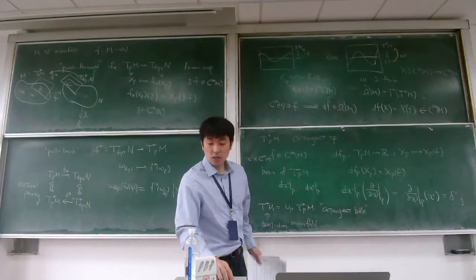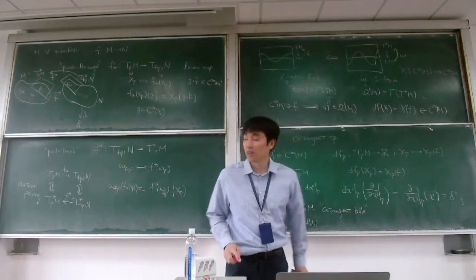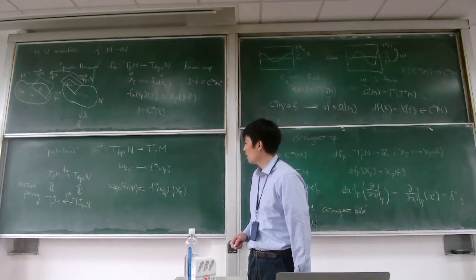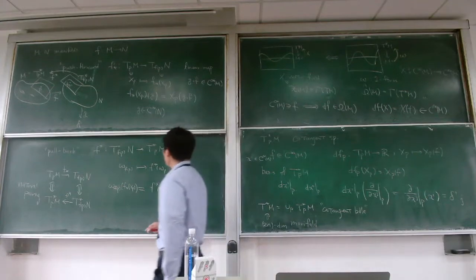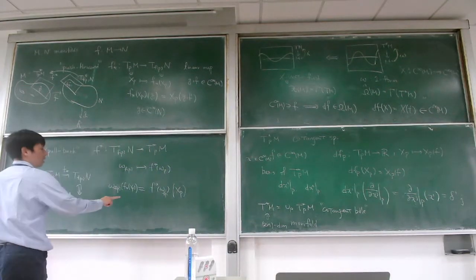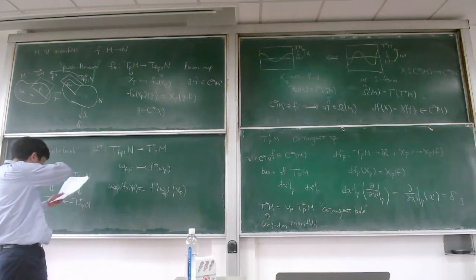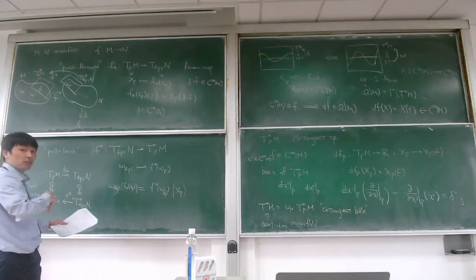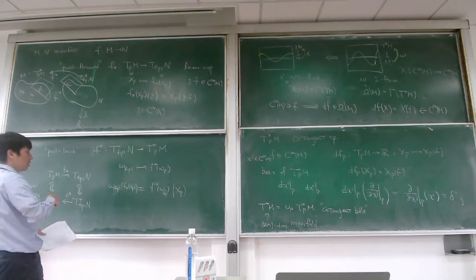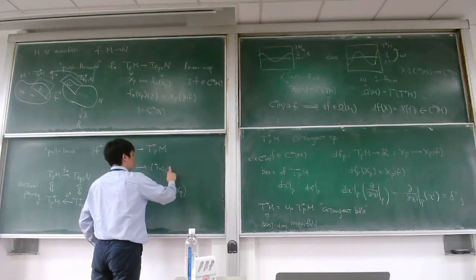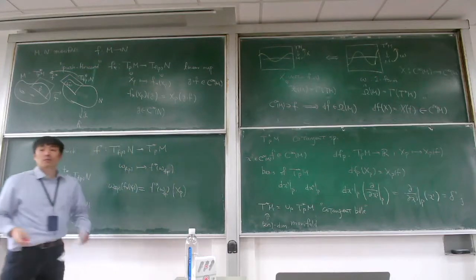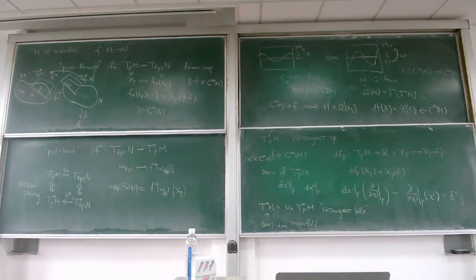It should be f star omega at f of P. The second line should be omega at f of P to f star omega at P. Thank you very much. Please tell me if I make a mistake.